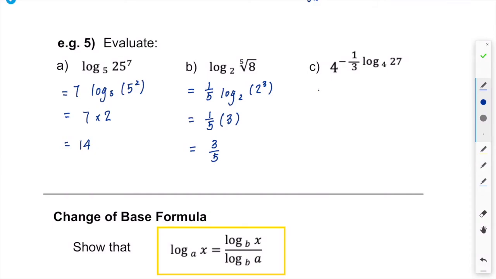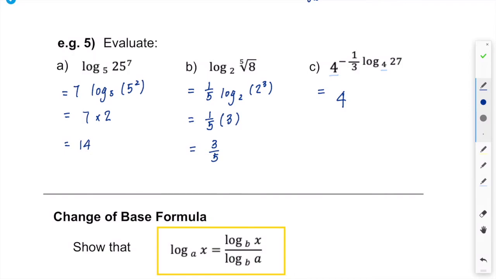C. I see that the base of the power matches with the base of this log here. So that's good. That means somehow we can simplify that whole big exponent. But how? Well, let's leave that base 4.